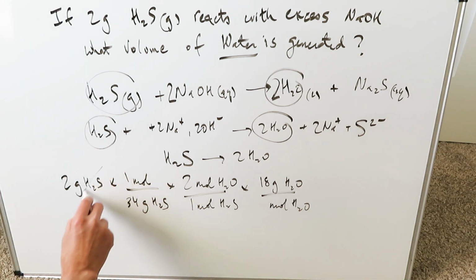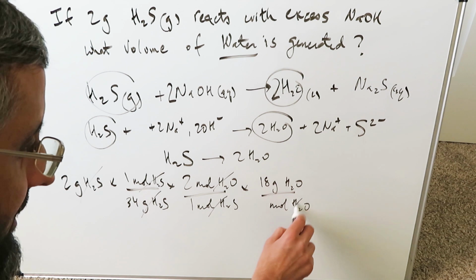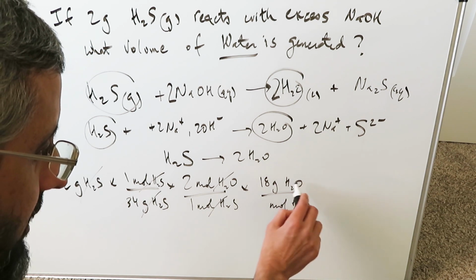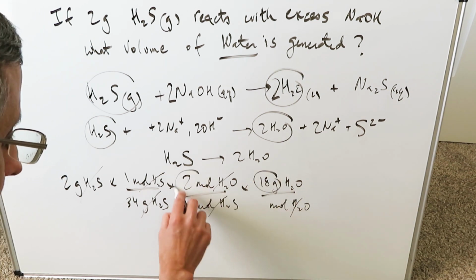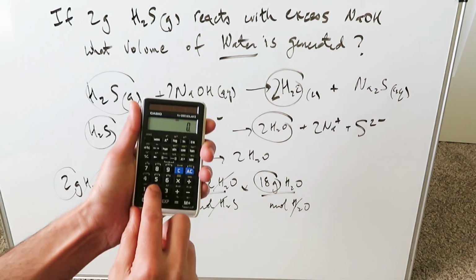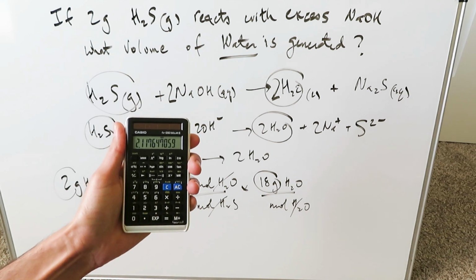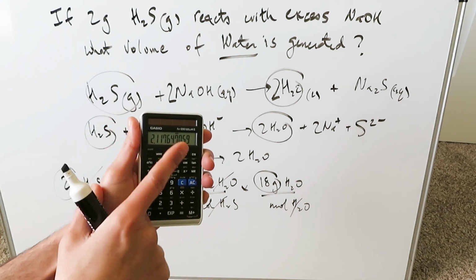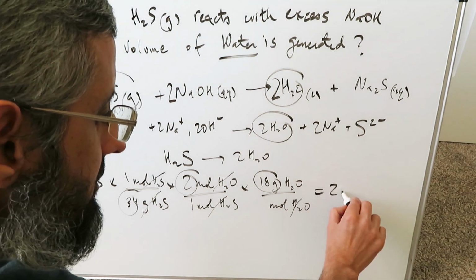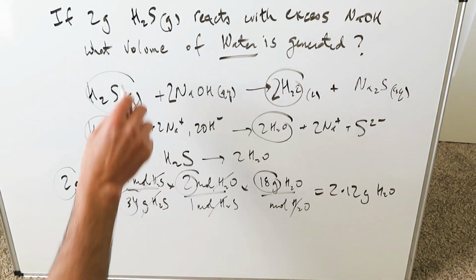When you look at everything, this cancels out with that. The mole of H2S, I should have written H2S with that, and then mole of water with that. The only thing which remains is grams of water. You multiply 18, you multiply 2 and 2, and you divide by 34. Let's do it. 2 times 18 divided by 34. I end up seeing 2.11 or 2.12 grams of water. 2.12 grams of water, but we have to convert grams of water into volume, and you can.